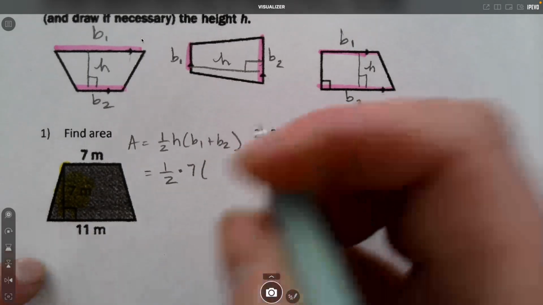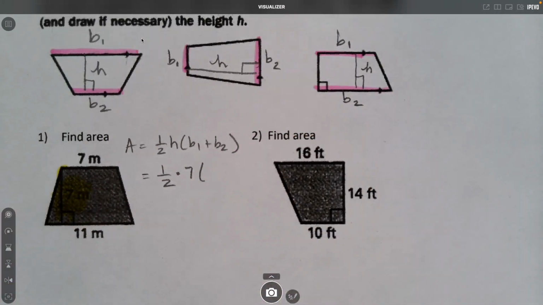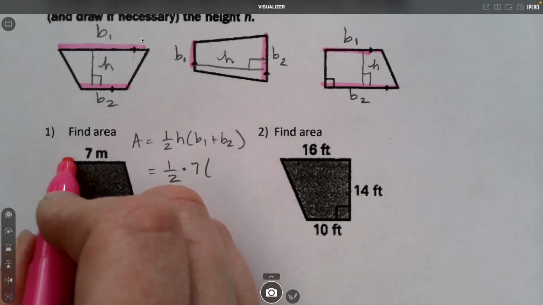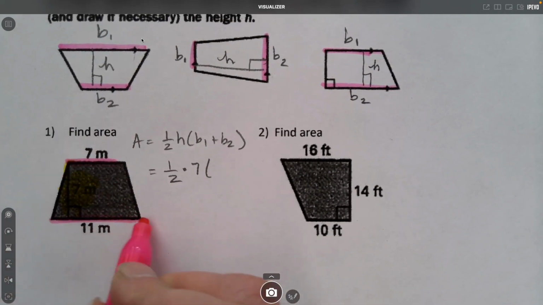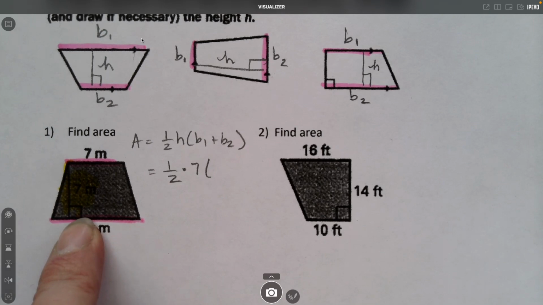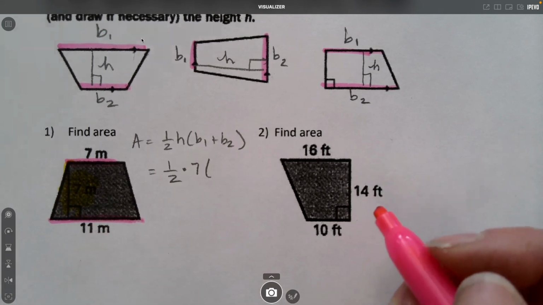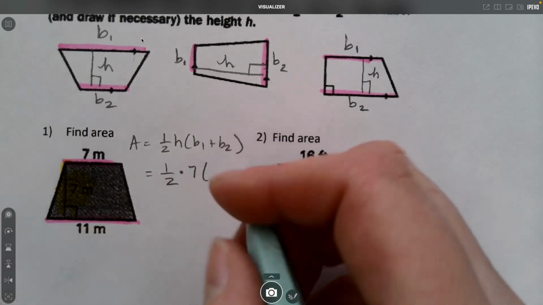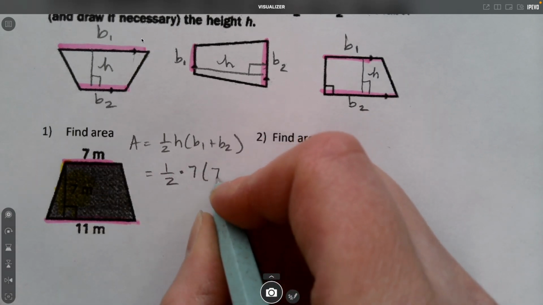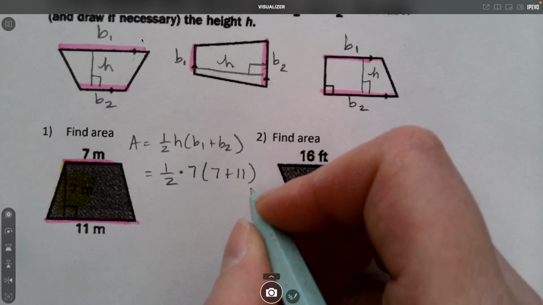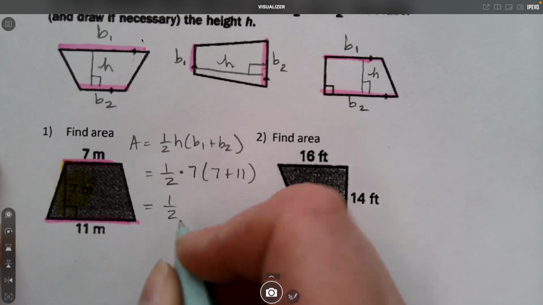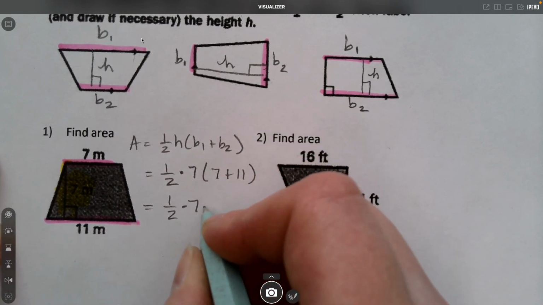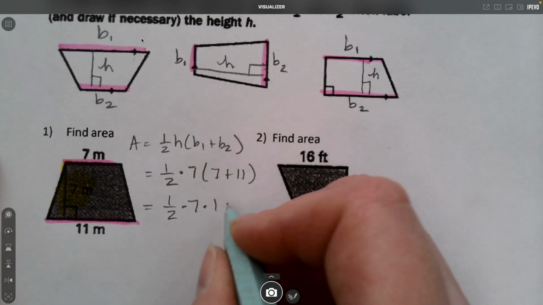And then my bases are the sides that look like they're parallel. They're telling me it's a trapezoid. And this is making a right angle with this one. So that will be my bases on those two. On this problem, these are my two bases, the 7 and the 11. So 1/2 times 7 plus 11. Let's go ahead and multiply. 1/2 times 7 plus 11 is 18.